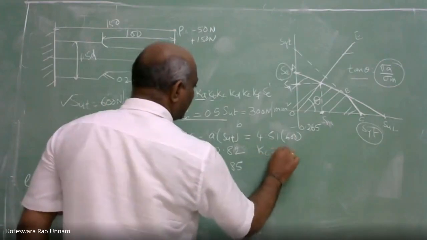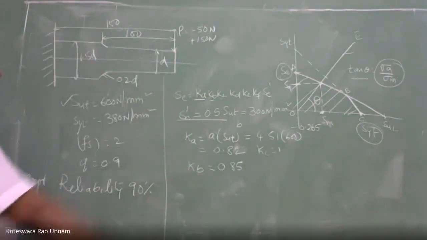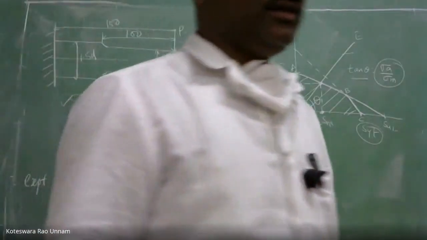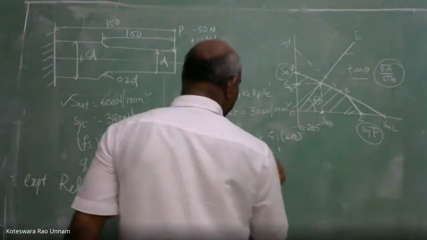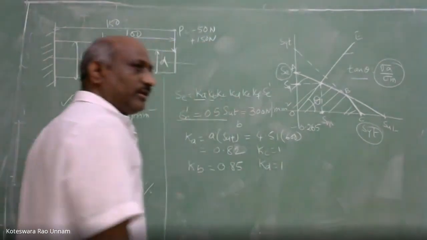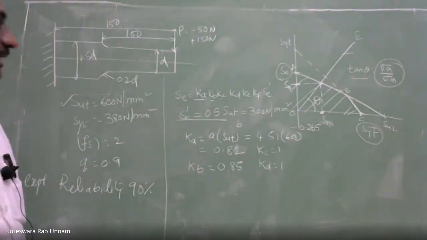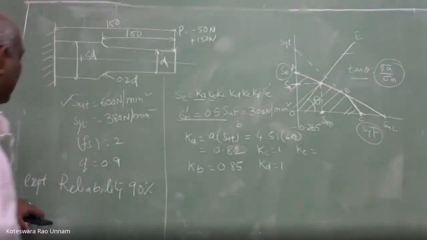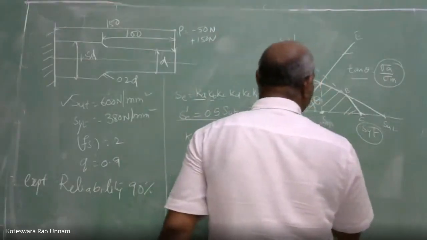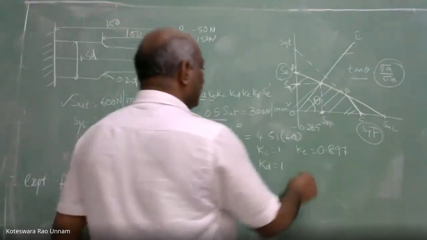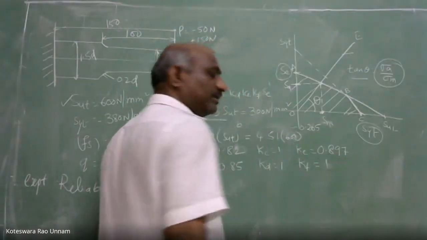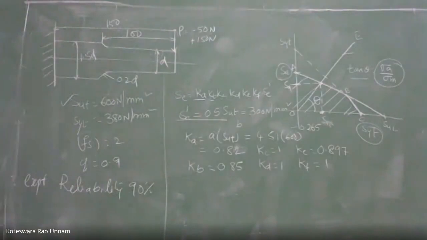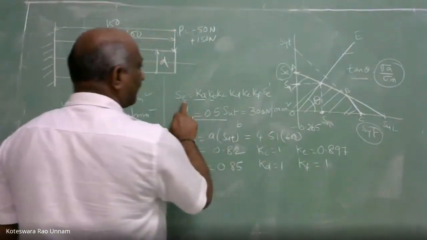Then Kc, the load factor, is going to be 1 because here it is subjected to bending. Similarly, our temperature factor Kd is also 1 because it doesn't mention anything about temperature. Then what is Ke, the reliability factor? Expected reliability is 90%. So for 90% reliability, the reliability factor is 0.897. Then the correction for miscellaneous factors, Kf, we'll take as 1.